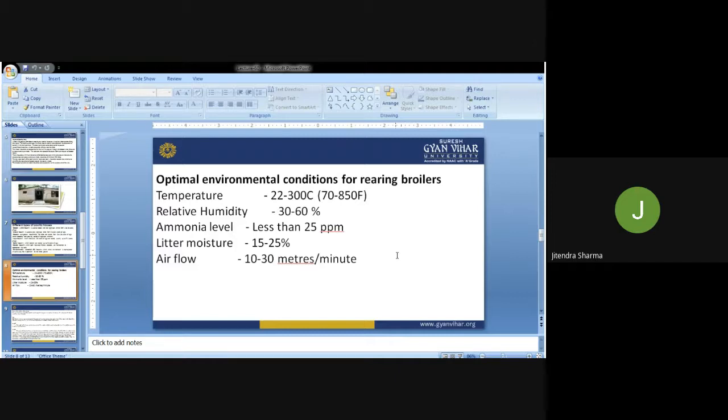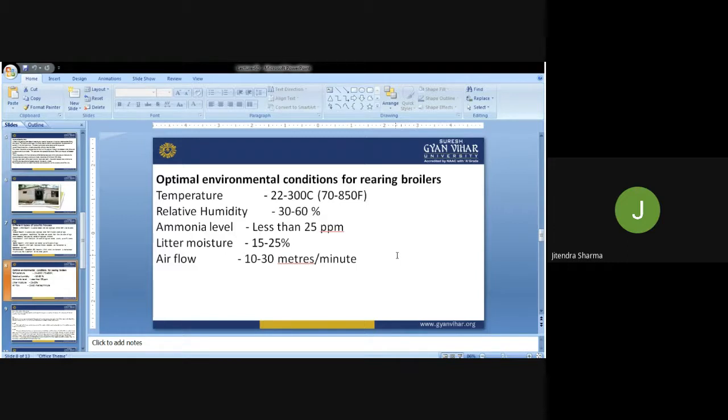Then ammonia level. We know that for broilers proper ventilation is very much required, because in the initial stages we force them to consume feed for up to 24 hours by lighting in the brooder house. In that case there is a lot of digestive activity among the birds, and ultimately the result is ammonia in the environment. We have to maintain it at 25 ppm. That is the ideal level of ammonia presence in the environment. If it is more, then it damages the bird. So let us keep it capped below 25 parts per million.